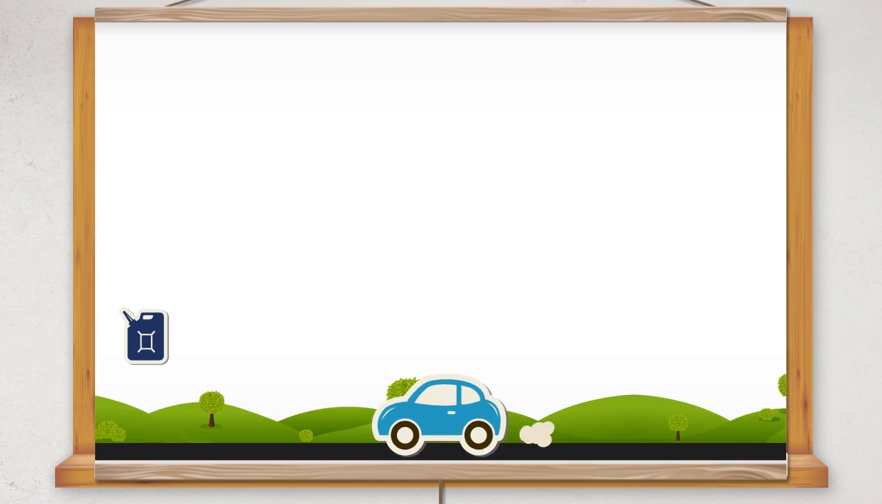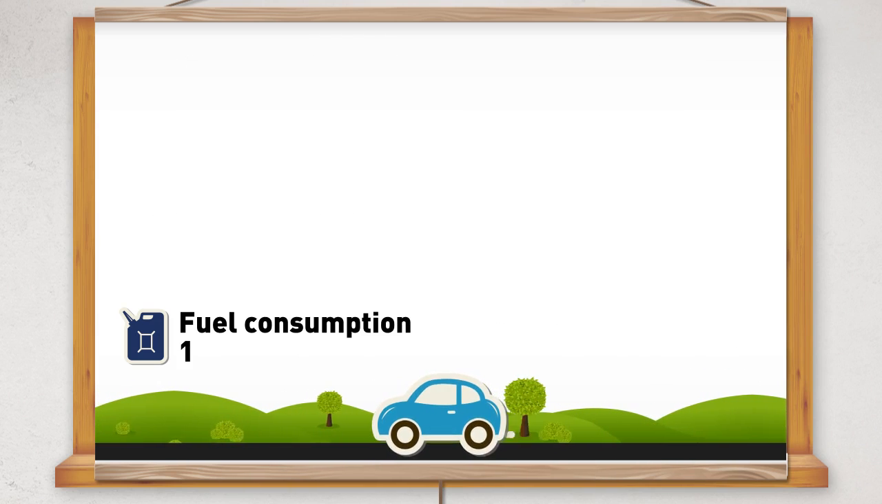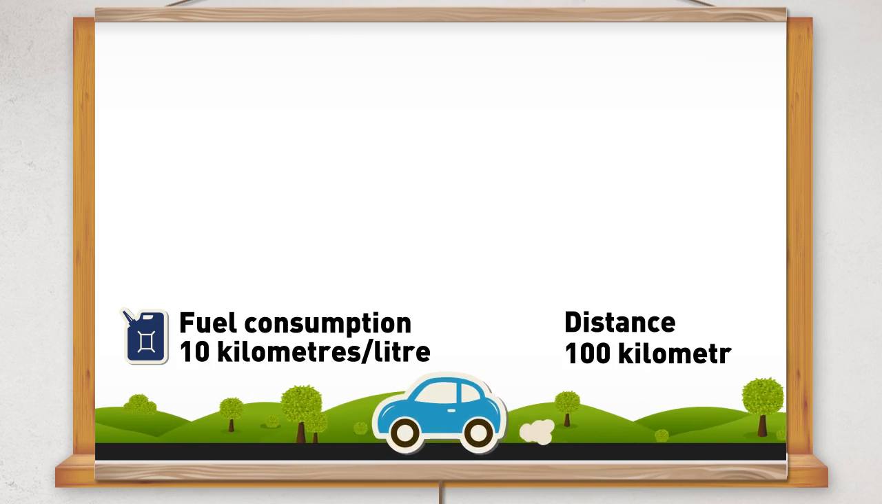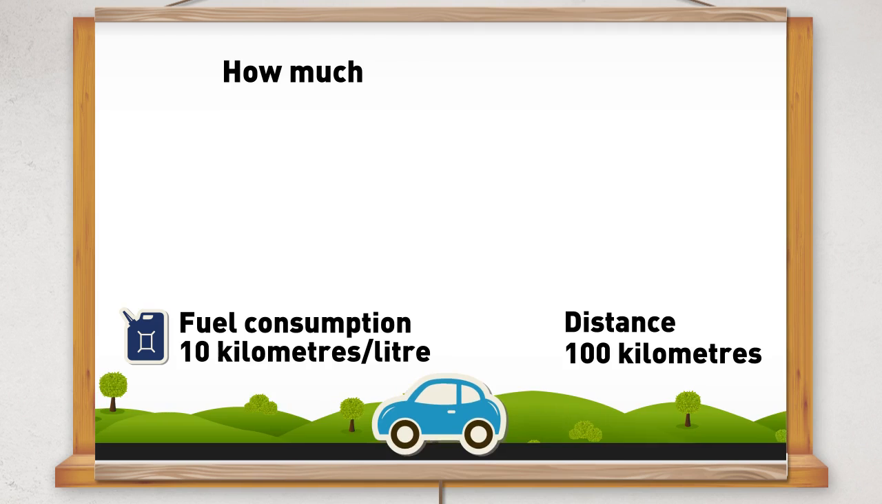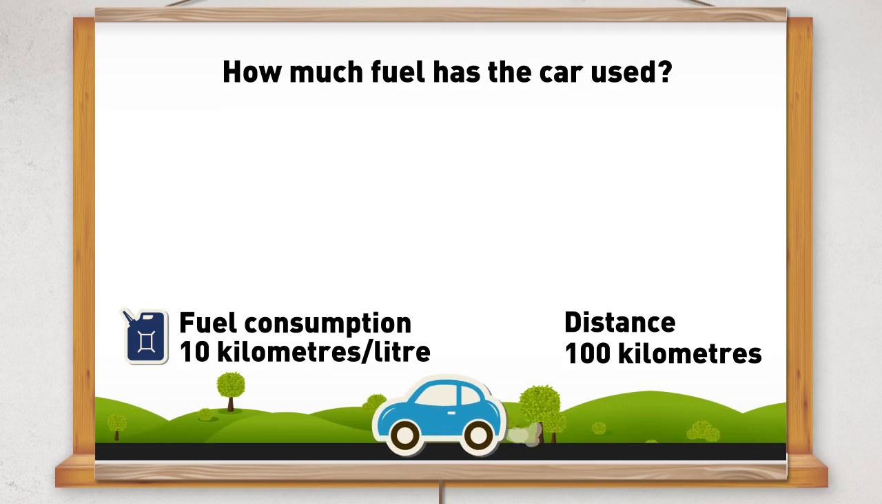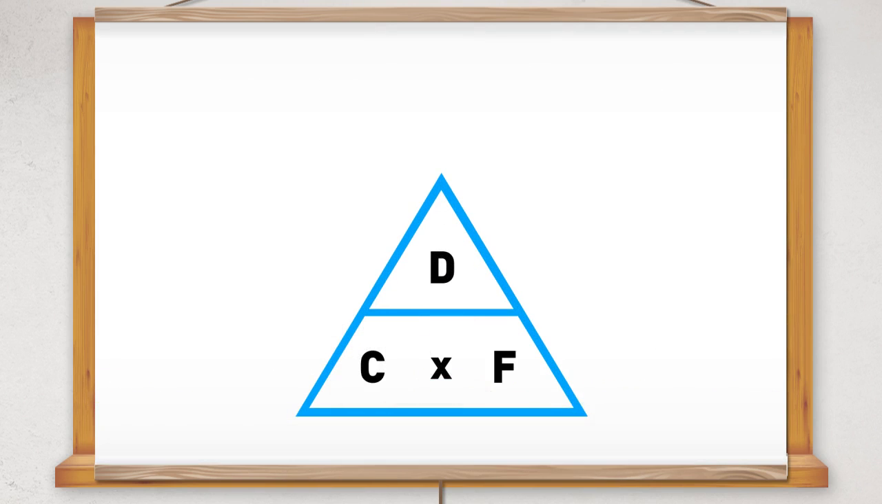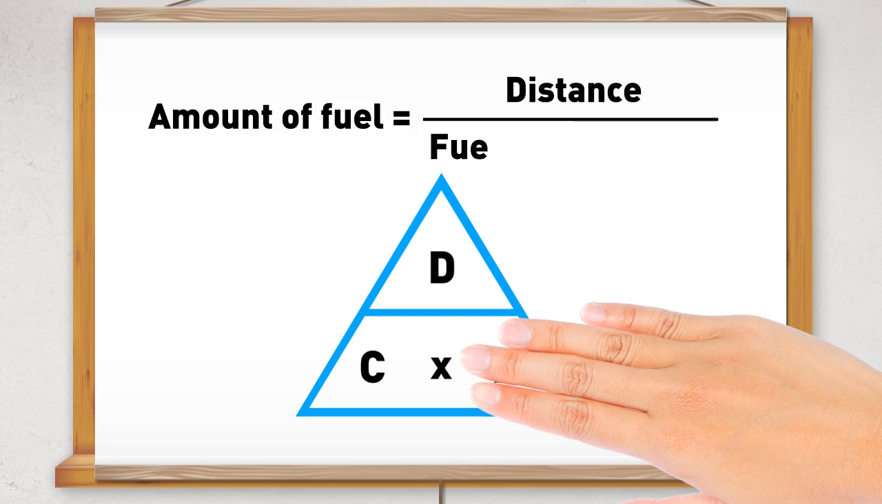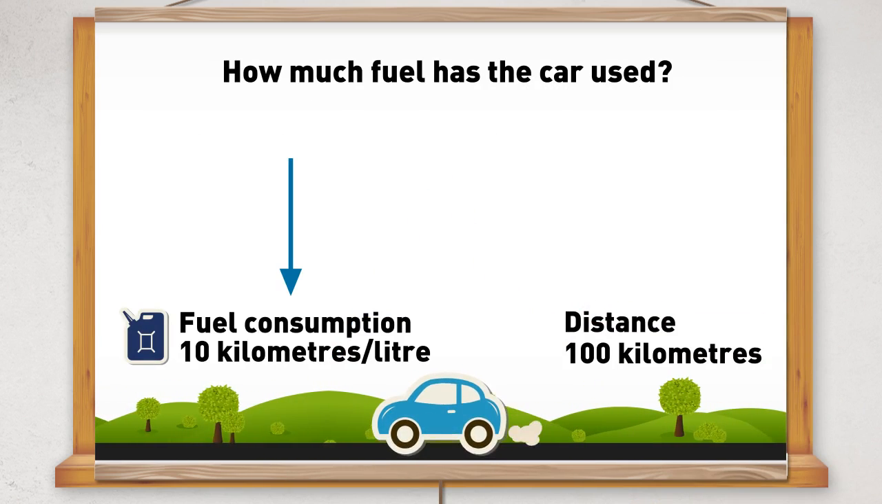In the second example, the fuel consumption of a car is 10 kilometres per litre, and the car travels 100 kilometres. We need to find out how much fuel has been used. So using the formula triangle, we cover up the amount of fuel, and that gives us the calculation distance divided by fuel consumption.